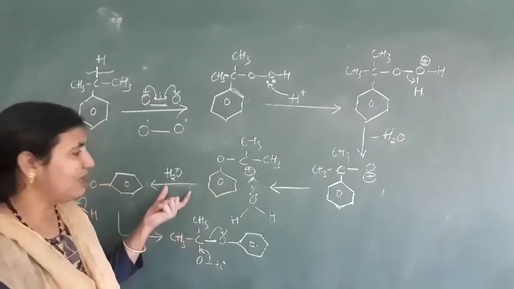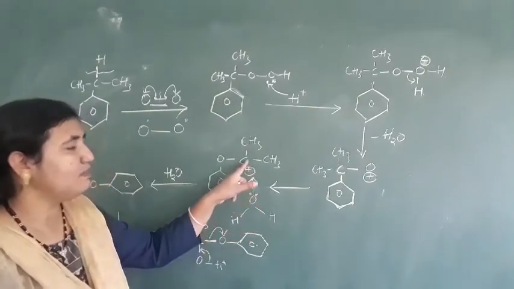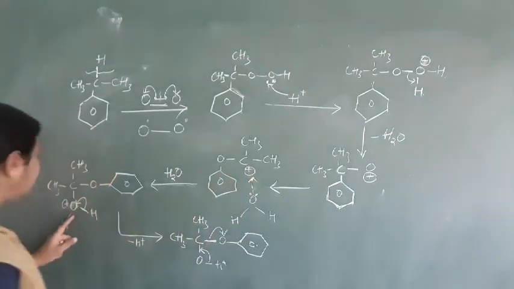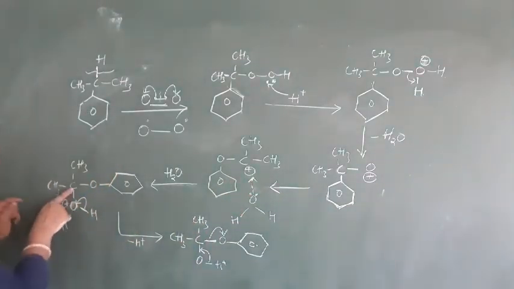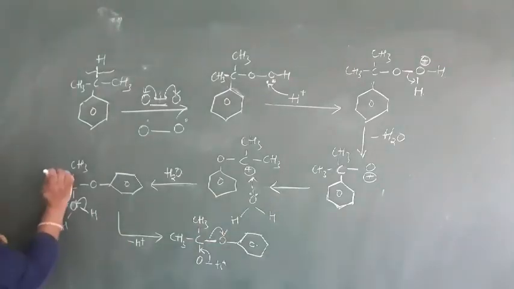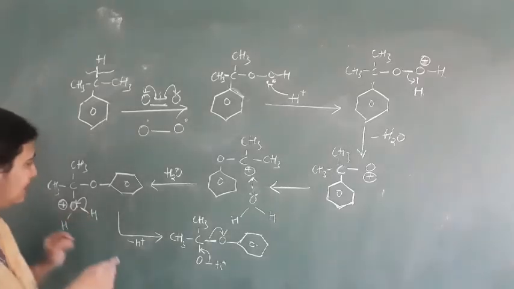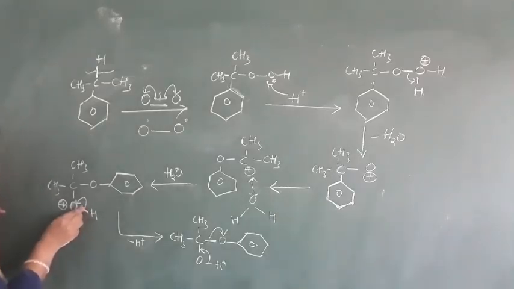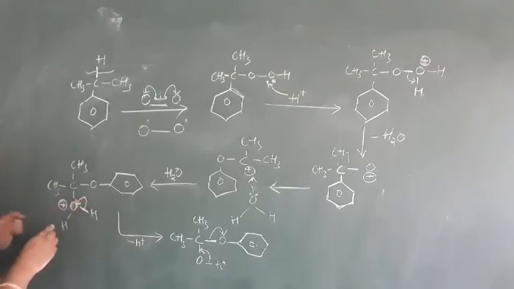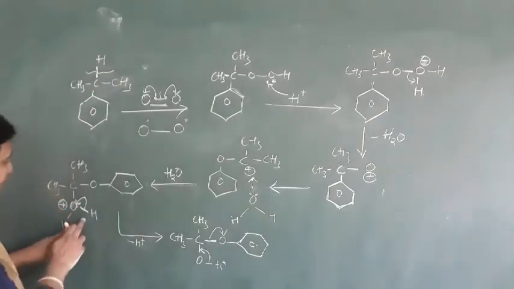Now what will come next? Water will come. The water's oxygen lone pair will join with this carbon's positive charge. Because the oxygen has donated electrons, a positive charge comes on this oxygen. Because of the instability of this positive charge on the water's oxygen, the OH bond breaks, the electrons go to this oxygen, and the hydrogen is removed as H plus.